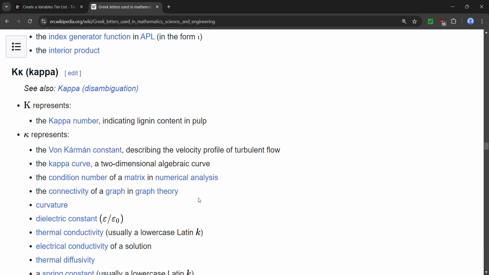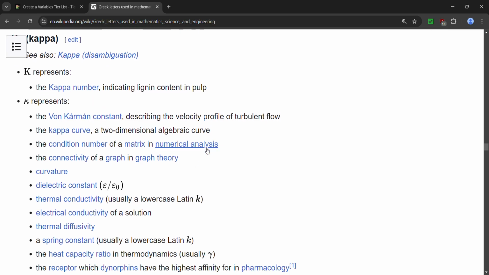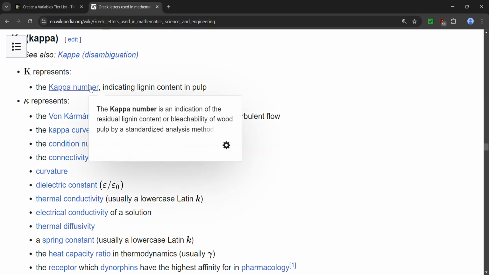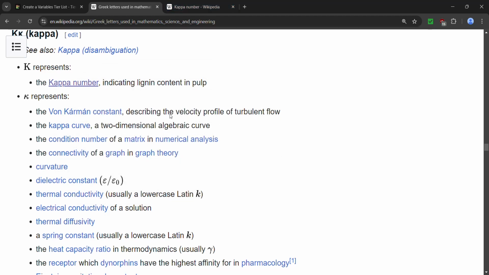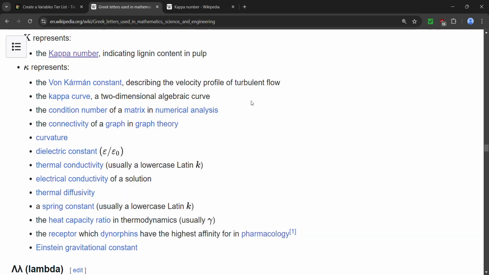Okay, kappa. What do we have for kappa? The Kappa number indicating lignin content in pulp. That's good. You know what? I'm gonna read about that later. Okay. Condition number of a matrix. Okay. Dielectric constant, thermal conductivity. I usually just use K for thermal conductivity.